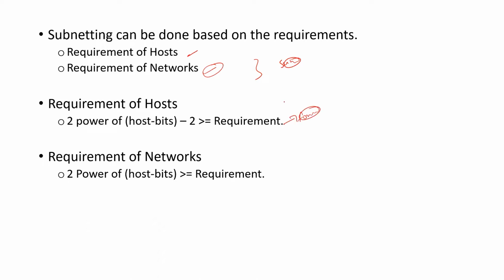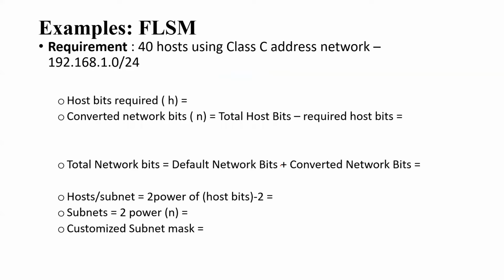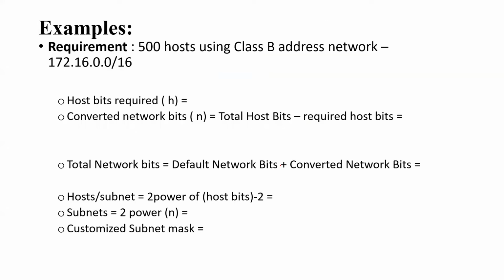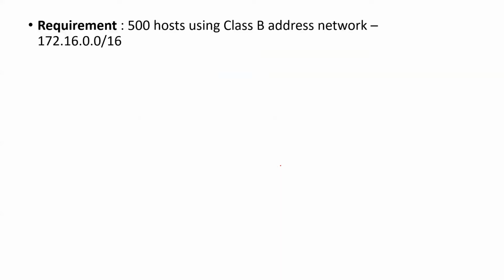This is the formula for calculating the requirement of networks, and this is the formula for hosts, with an example. We went through a couple of examples: one for FLSM, that is fixed length subnet masking, and one more example using class B subnets where we need to have 500 hosts. We discussed how to calculate all these things in the last session.